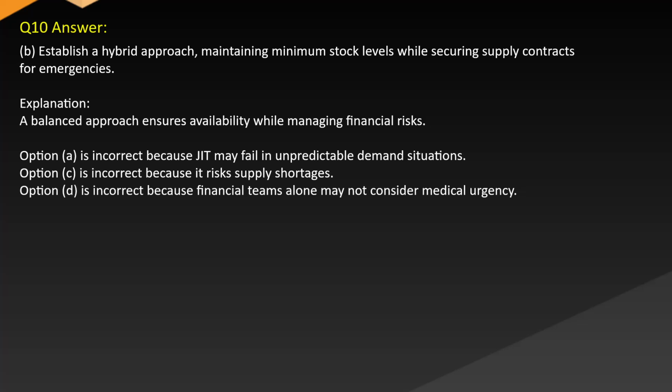Answer B. Establish a hybrid approach, maintaining minimum stock levels while securing supply contracts for emergencies. Explanation. A balanced approach ensures availability while managing financial risks. Option A is incorrect because JIT may fail in unpredictable demand situations. Option C is incorrect because it risks supply shortages. Option D is incorrect because financial teams alone may not consider medical urgency.